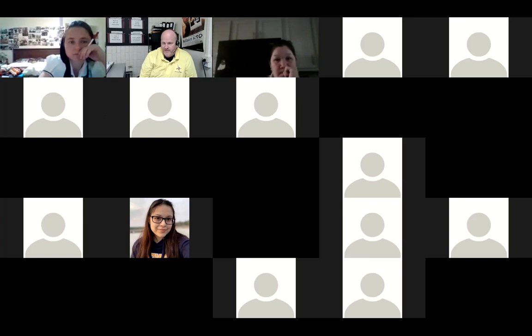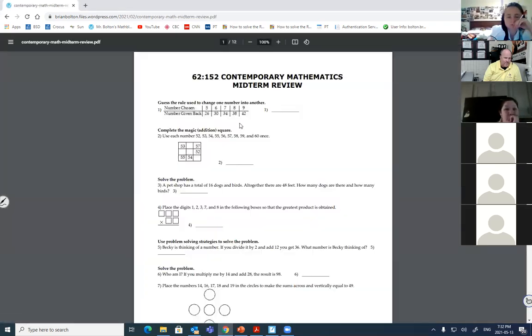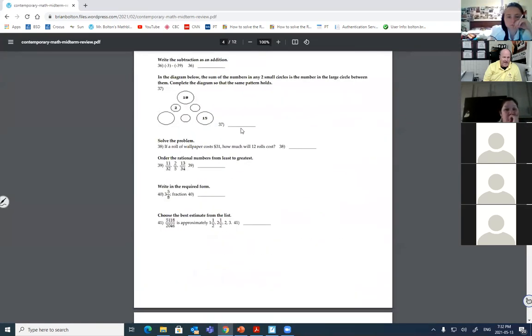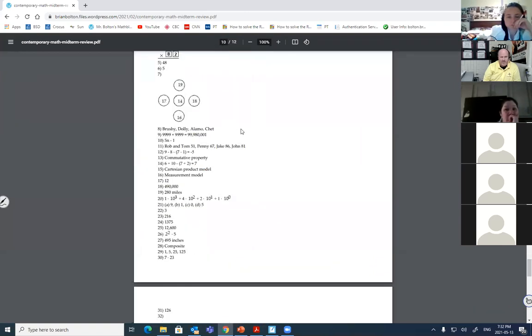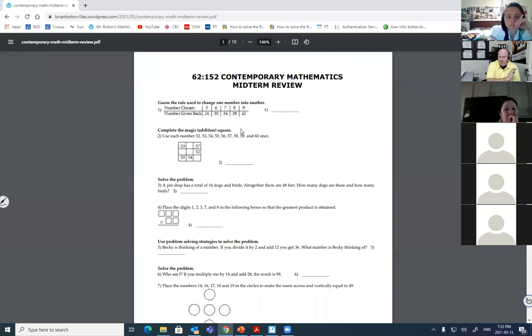Share screen. Drives me nuts here. Share screen, right? Day 9 right there, Monday, May 17th. Click on that. That'll give you the review. Lots of questions here. And at the end of it, the answer keys are at the end, so you can take a look at it. That's what we're going to work on Monday in class.